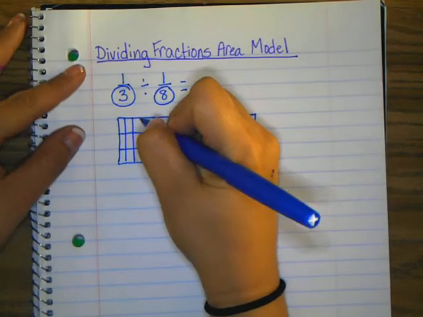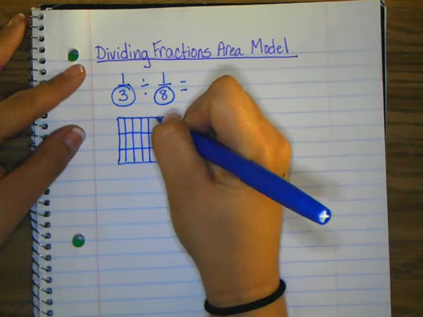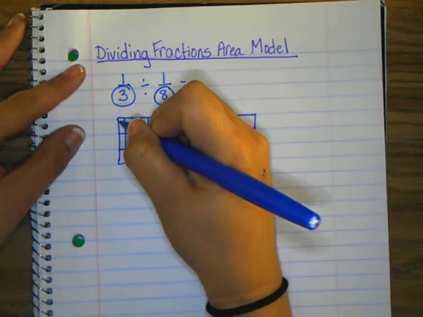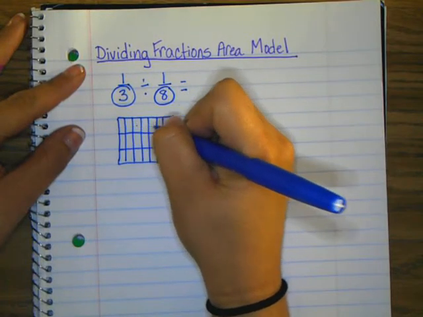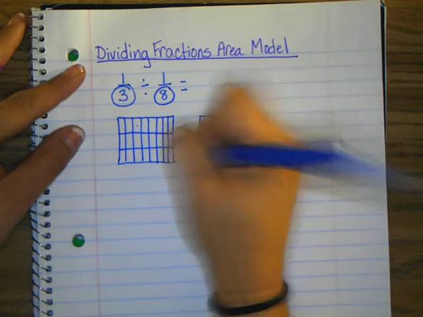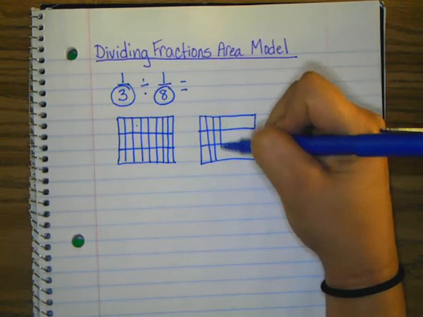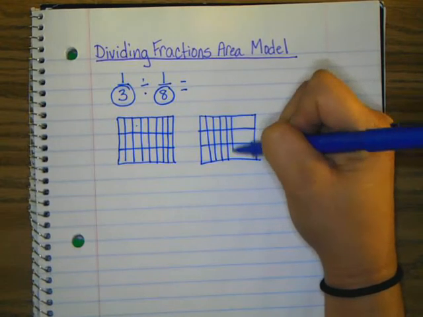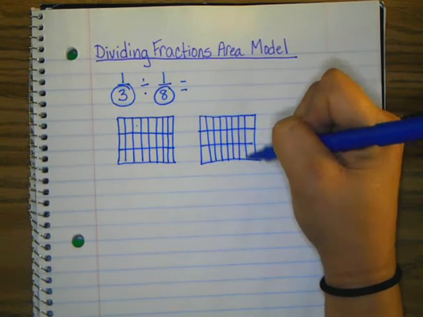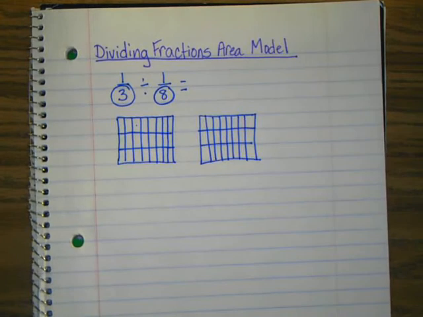Oh yeah, okay. Do I do that next? No, I do that now. Oh, wait a minute. Oh yeah, okay, 8 equal parts. 1, 2, 3, 4, 5, 6, 7. One more.